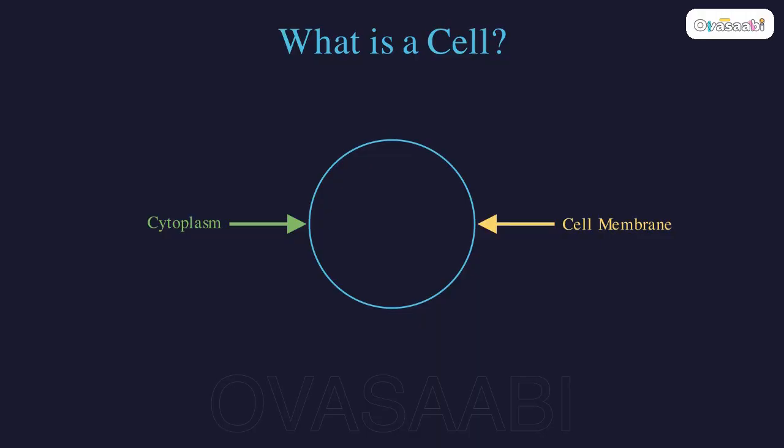A cell is the basic unit of life. Every living organism is made of cells. All cells have a cell membrane surrounding cytoplasm, which is the jelly-like substance where chemical reactions occur.